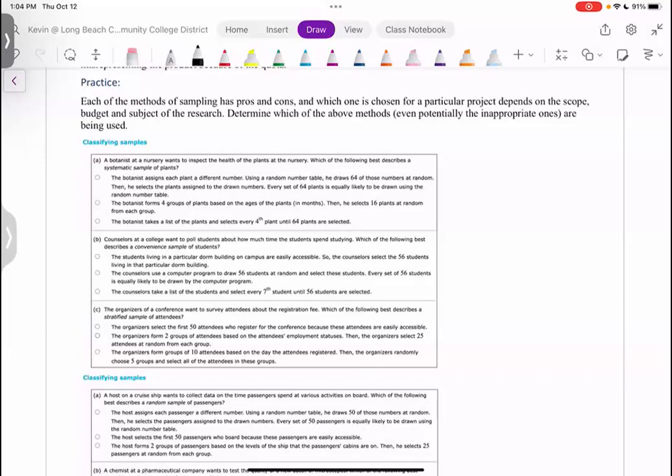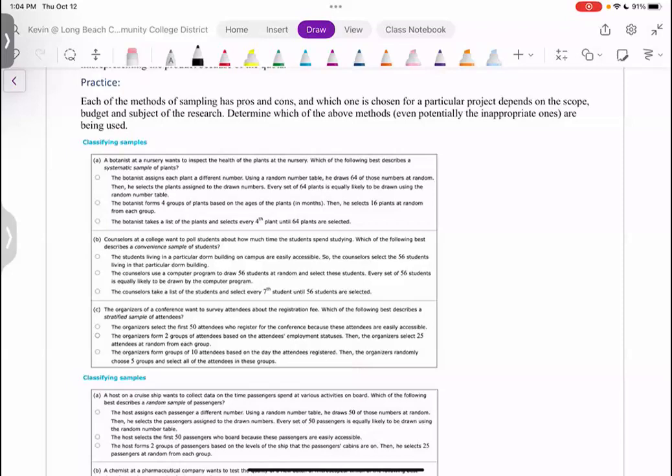Right. A botanist at a nursery wants to inspect the health of the plants in the nursery. Which of the following best describes a systematic sample of plants? The first one. The botanist assigns each plant a different number using a random number table. He draws 64 of those numbers at random. Then he selects the plants assigned to the drawn numbers. Every set of 64 plants is equally likely to be drawn. That sounds like a random sample to me, so that's not systematic.